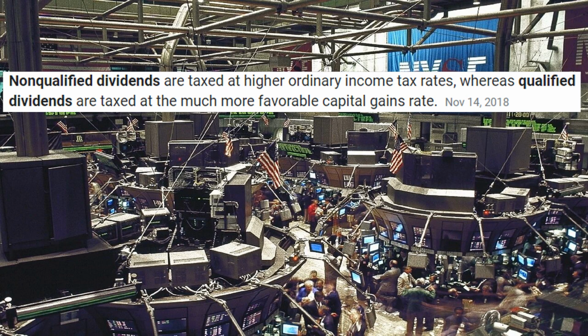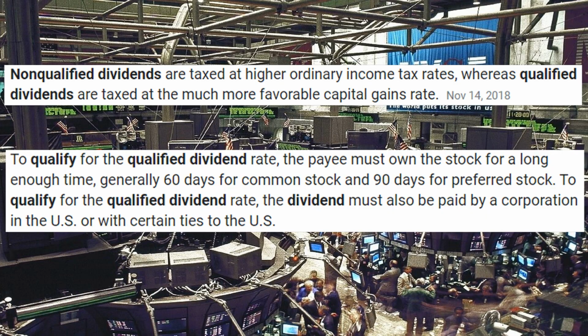The first thing is that non-qualified dividends are taxed at higher ordinary income tax rates, whereas qualified dividends are taxed at the much more favorable capital gains rate. Okay, so I bet you're asking, what are qualified and non-qualified dividends? Now, to have a qualified dividend stock, you need to own the stock for a long enough time, which is about 60 to 90 days before the dividend's paid out. And it also has to be paid by a company in the US or a corporation that ties to the US to make it a qualified dividend stock.